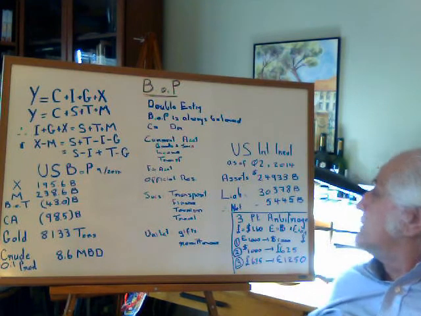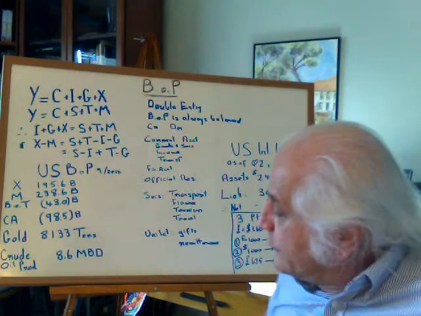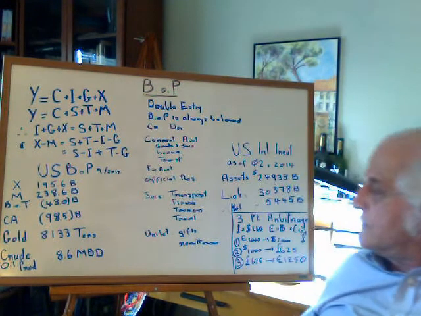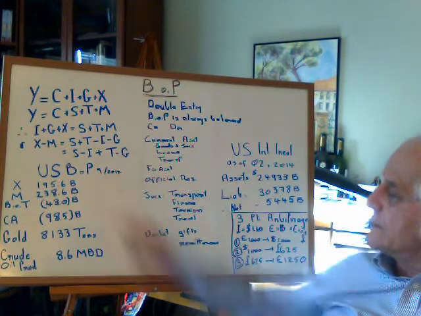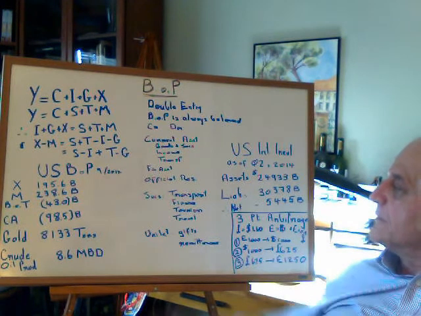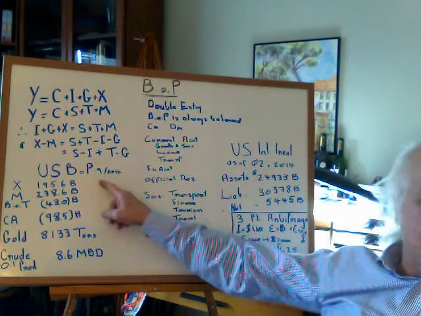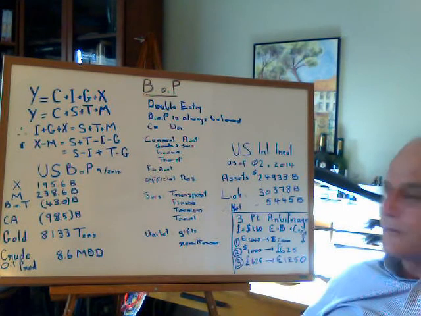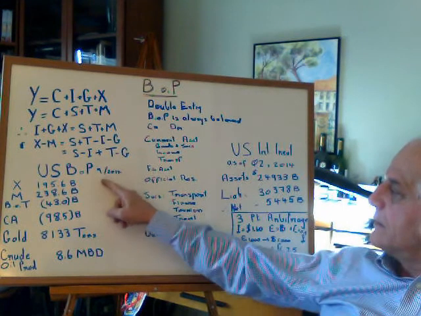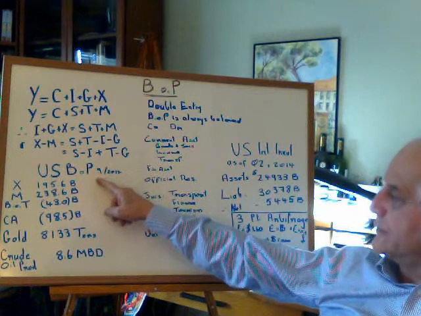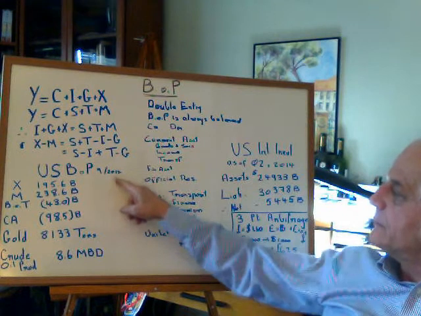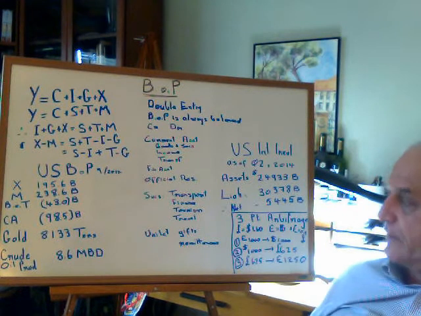Maybe what we should do right now is just look at a few figures to try and make this a little bit more concrete for the US. Now, this is the United States balance of payments. I double-checked these figures last night. They are for September, sorry, September 2014, only one month.